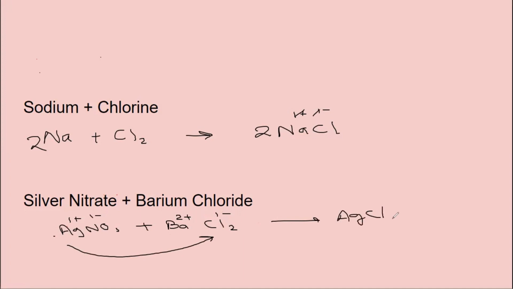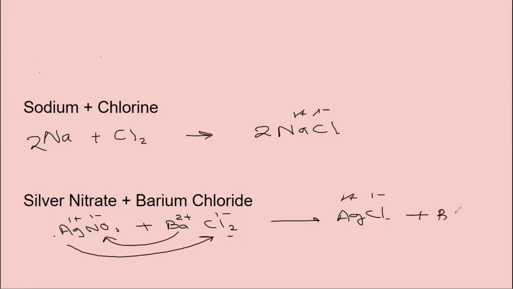I'm not writing 2. Why? Because first of all, I will check the valencies. +1 and -1. The valencies are balanced. There is no point in writing 2 with Cl, seeing that over here it is 2. If you write 2 here, you will disturb the formula. The formula is okay. So this barium will go with nitrate.